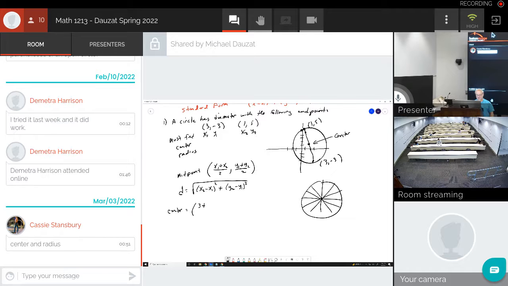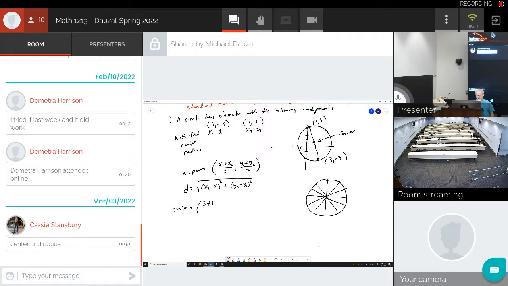3 plus x2, what's x2? 1. Divide by 2, comma, y1, what's y1? -3 plus 5, all divided by 2. Now let's simplify this. What's 3 plus 1? What's 4 divided by 2? 2. What's -3 plus 5? 2. 2 divided by 2 is 1, there's your center. So the center is (2, 1). So the center of that circle is (2, 1).